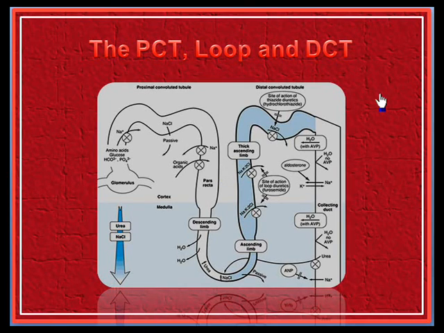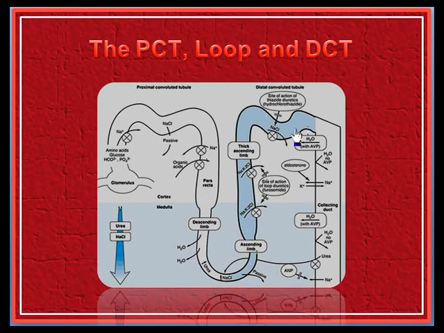The proximal convoluted tubule, the loop of Henle, and the distal convoluted tubule and the collecting duct. This part, the proximal convoluted tubule, is highly permeable to water. The descending limb of the loop of Henle is also highly permeable to water. Then the thin portion of the ascending limb and the thick portion of the ascending limb are not permeable to water. Only sodium chloride and potassium chloride diffuse through this part.